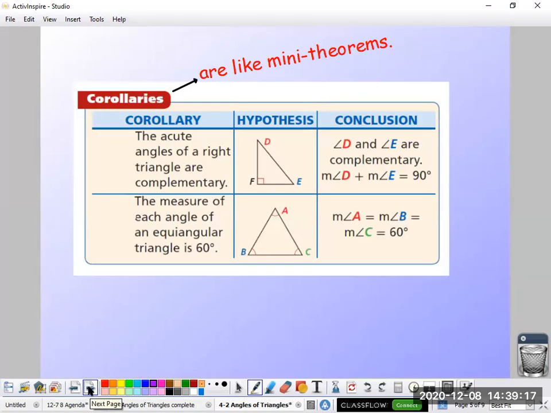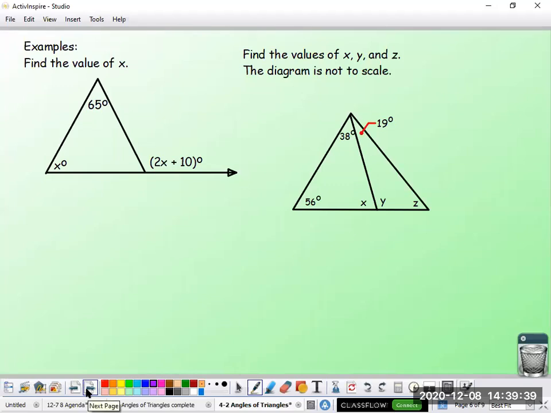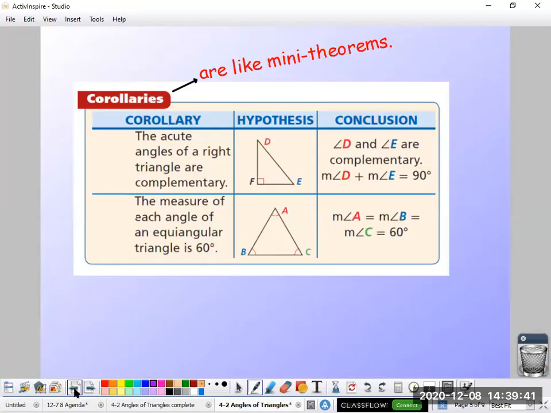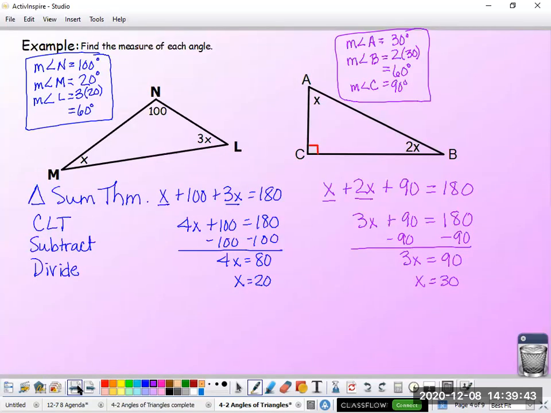So we have corollaries. Corollaries are like little mini theorems. They are kind of a branch from a theorem. This first one here: the acute angles of a right triangle are complementary. Remember, complementary is 90. So that could give you a nice little shortcut on problems like this one with the right angle.